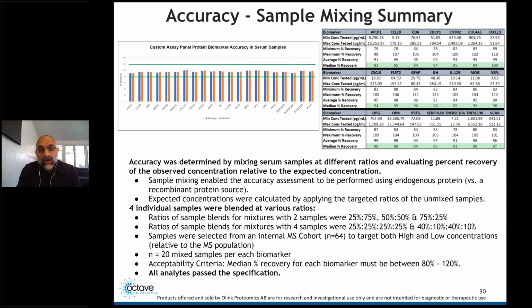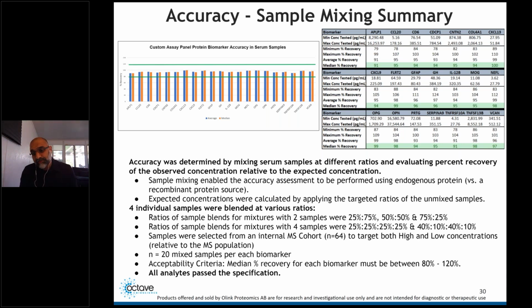So, accuracy. Accuracy was determined by mixing serum samples at different ratios and then evaluating the % recovery of the observed concentration relative to the expected concentration. I discussed the advantage of doing accuracy this way is that it can be performed using endogenous protein. The expected concentrations are calculated by applying the targeted ratio of the unmixed samples, so the samples are run unmixed as well. This provides for 20 mixtures of samples that we evaluated for each biomarker. In the table on the upper right, I've indicated the minimum and maximum concentration for which we characterized accuracy for each of the 21 analytes.